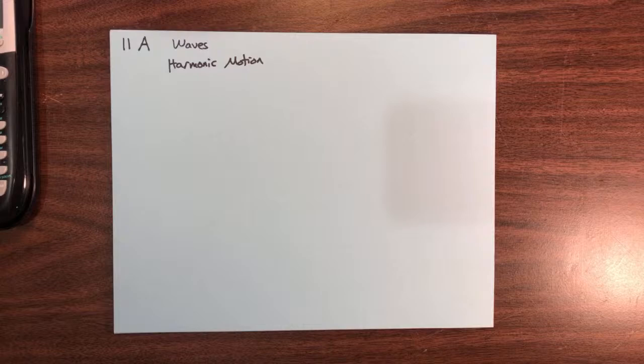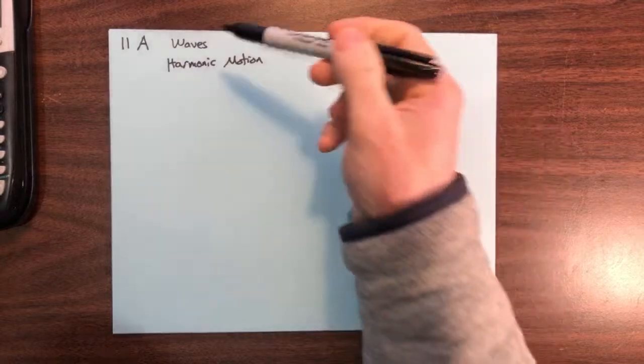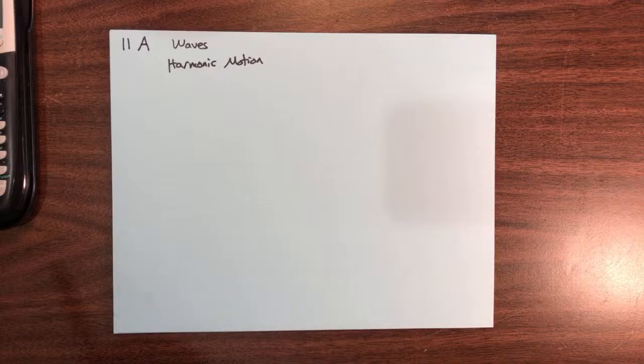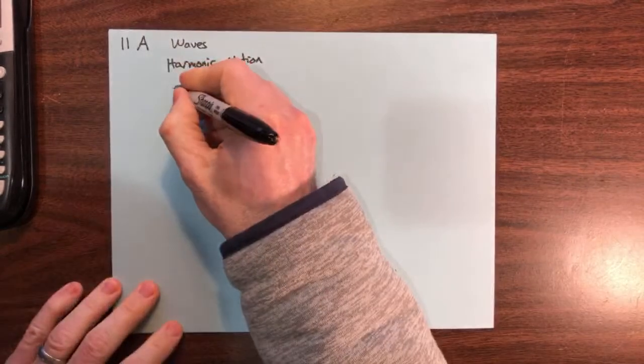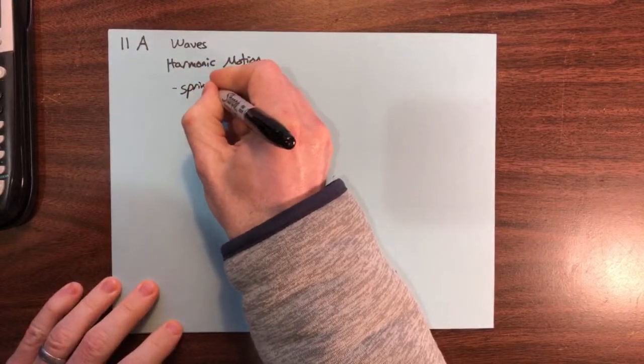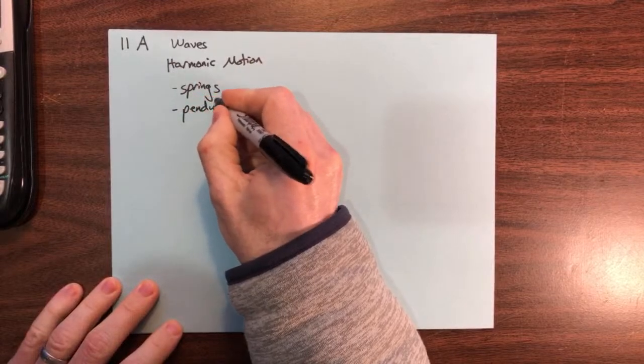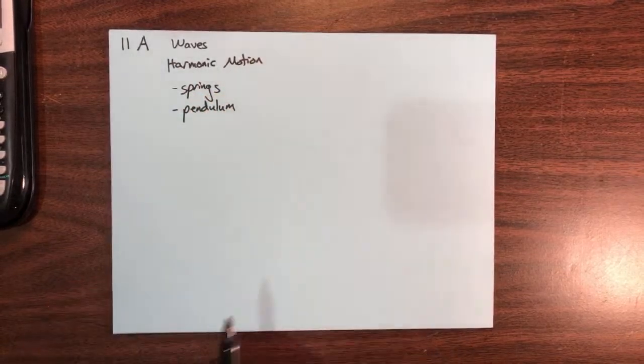All right, let's get started on the new stuff. Like I said, this is about waves, about harmonic motion, simple harmonic motion, so let's talk about what in the world is harmonic motion. What is simple harmonic motion? This chapter is going to start off talking about springs, right? And we're going to talk about a pendulum, and do some calculations on those things.